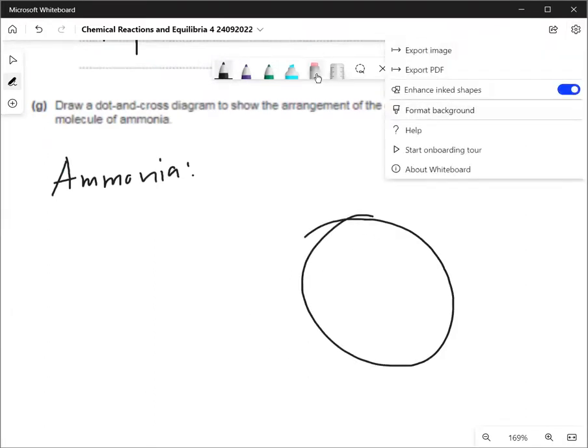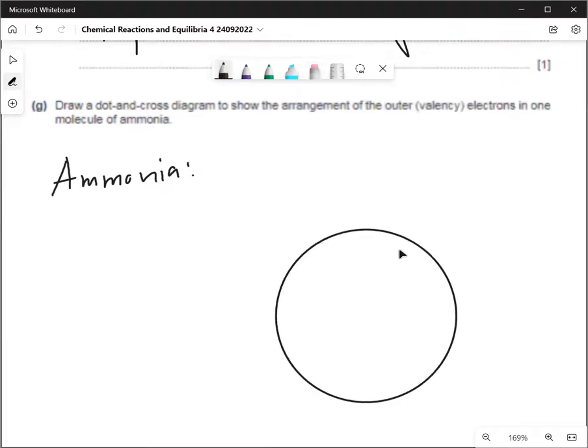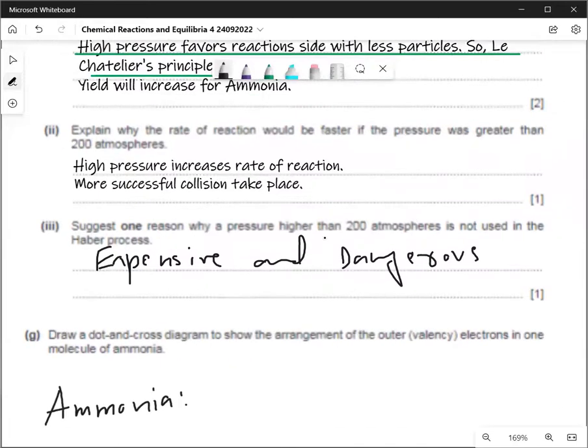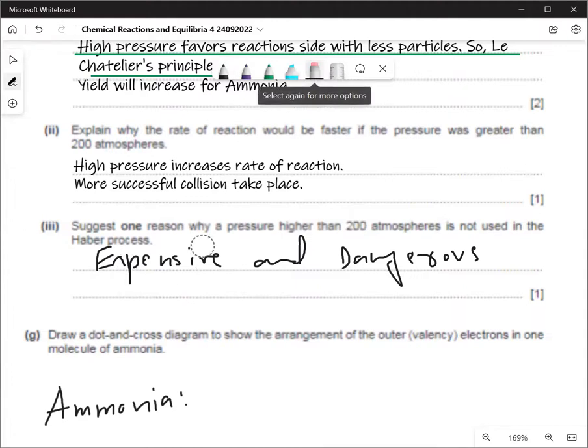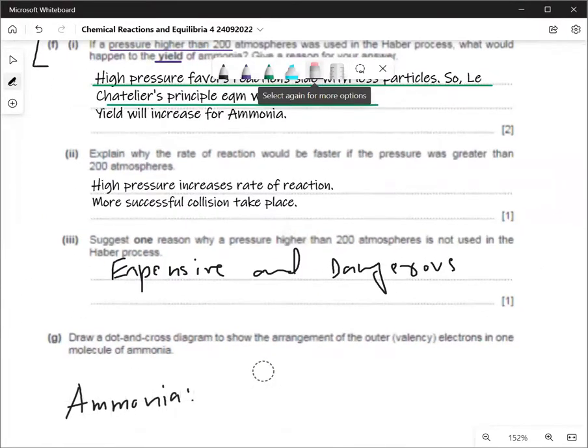Sir, just a second. If they ask the same for the contact process, then what will the answer be? Why is high pressure not used? Again, it is expensive and dangerous, but the yield is already high for the contact process. So you won't write that first. You'll write the yield is already high and pressure is expensive. So that mark is there for the contact process. But in the Haber process, we say expensive and dangerous.